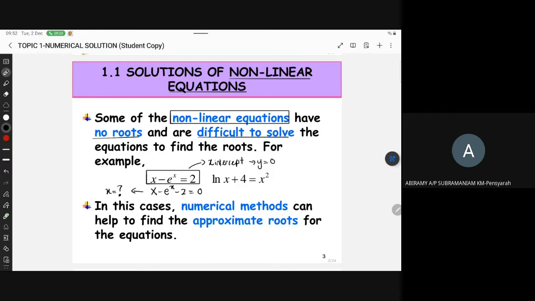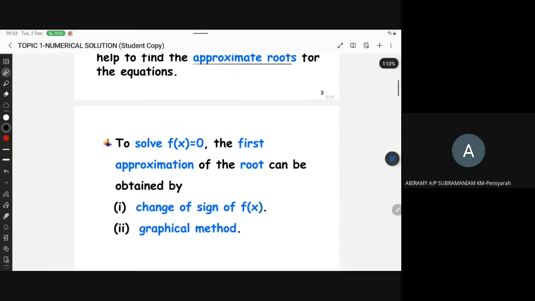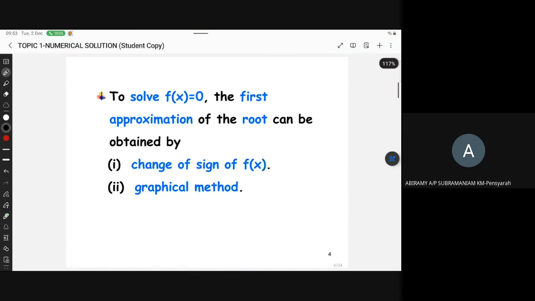Now it's not that easy to find the value of x for equations such as x minus e^x, or equations such as ln x plus 4 equals x squared. It's quite difficult to find the roots even by using a calculator. So in these cases, numerical methods, which is chapter 1, can help to find the approximate roots, not the exact roots, but the approximate root for the equation. To solve f(x) equals 0, first we must understand why we are solving f(x) equals 0. It's because we are finding the roots.